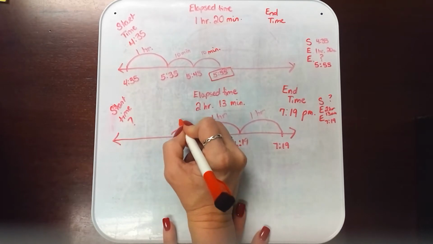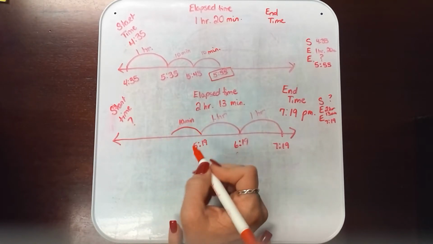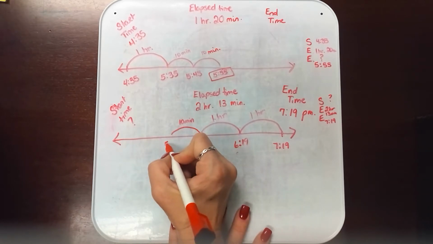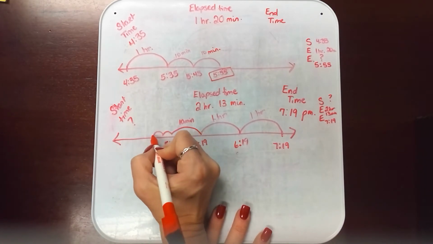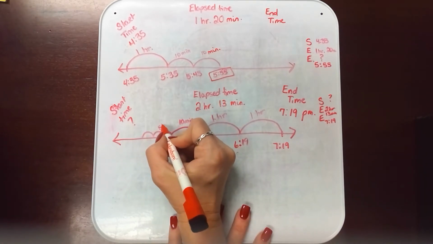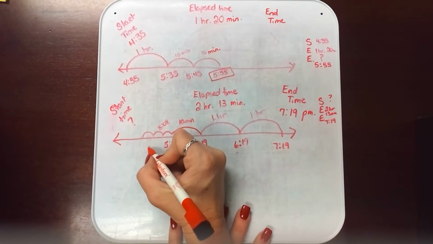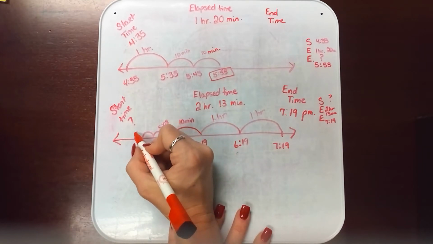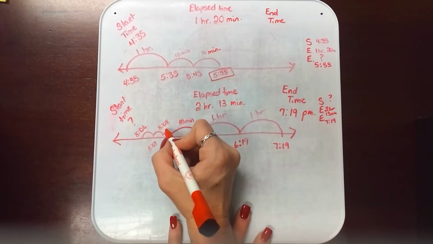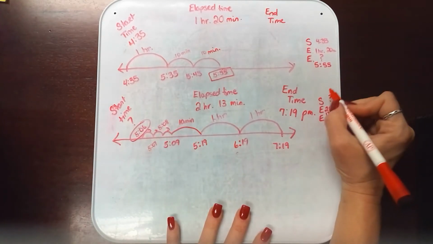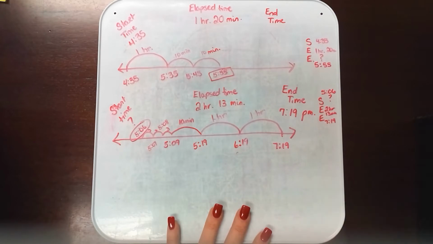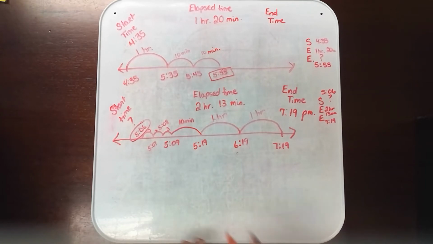Then I'm going to go 10 minutes. So 5:19 goes to 5:09. And then I can do my 3 ones. So 5:09, 5:08, 5:07, 5:06. And so my start time would then be 5:06. Now I'm nervous, thinking I did something wrong on that one. All right, so that's when I have a start time or an end time.